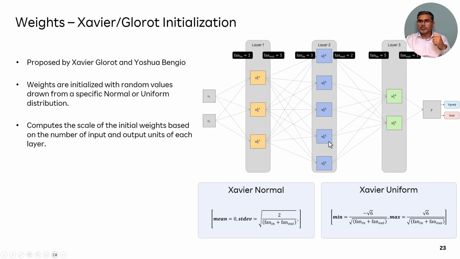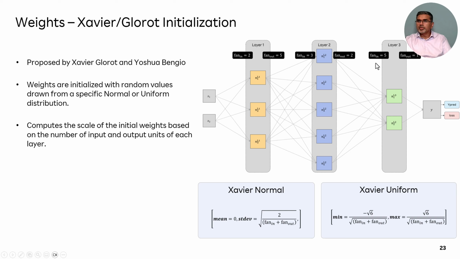1, 2, 3, 4, 5. So the fan-out for this layer is 5. So we go to the layer after that, layer 2. Fan-in is how many neurons are connecting to your layer. There are 3 neurons connecting to the layer, so fan-in is 3. How many neurons are you connecting to in the next layer? 2 neurons in the next layer, so the fan-out is 2.